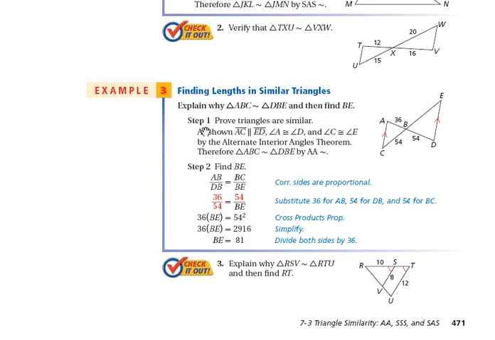Here's another example: explain why triangle ABC is similar to triangle DBE, and then we have to find BE. So you can take a look through this example as well. They just go through and use the alternate interior angle theorem again, and the angle-angle postulate. And then they use the idea of proportions again, setting up a proportion to solve for side BE.